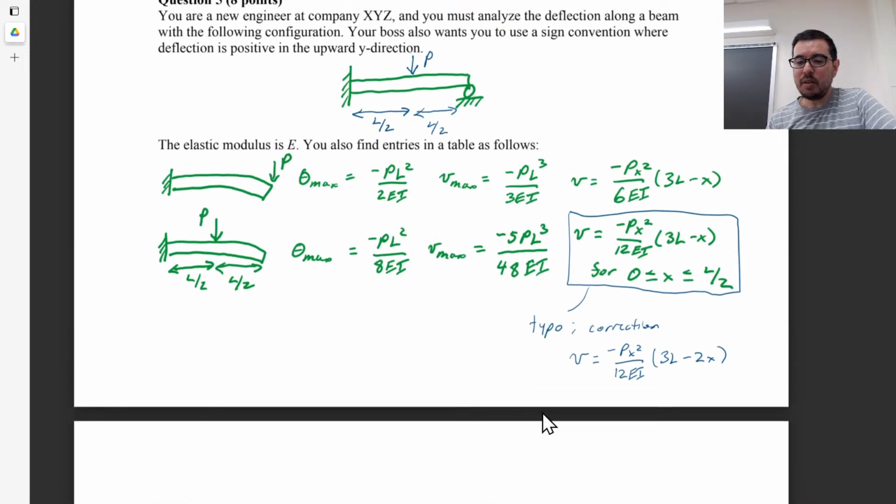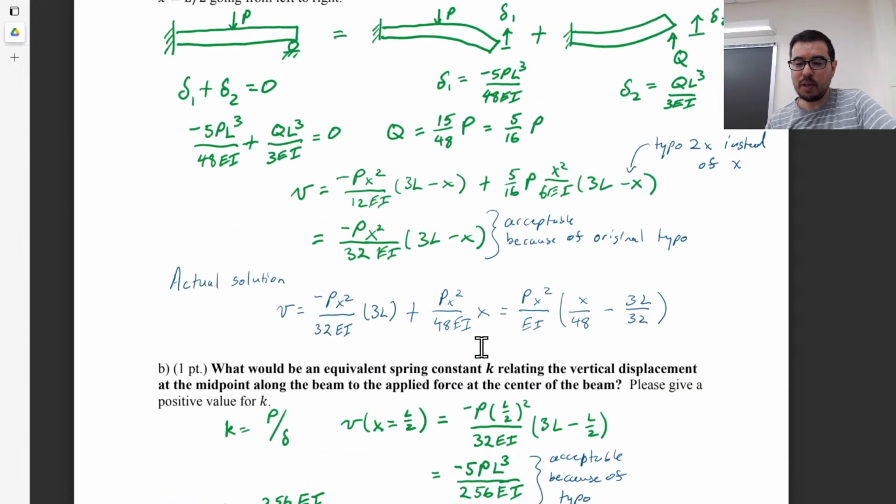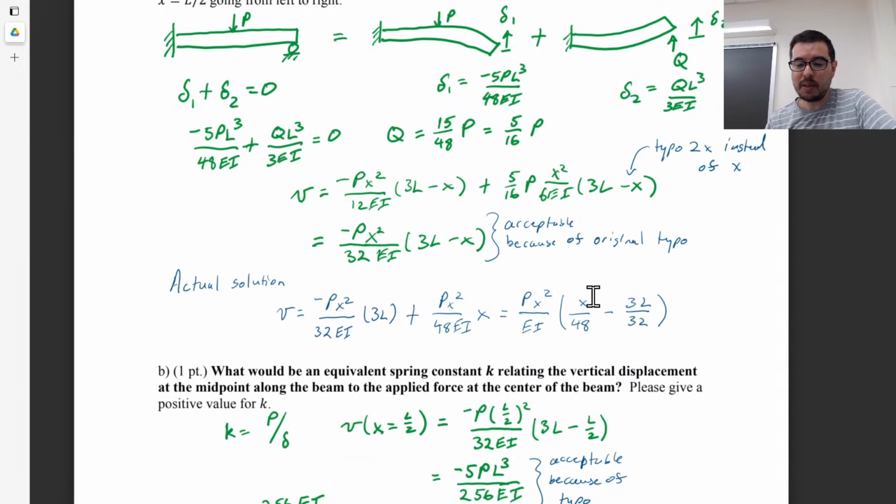And someone noted that I had made a typo. This was an expression that I had used, but I was missing a 2 here. So anyway, it would have been acceptable because there was a typo.